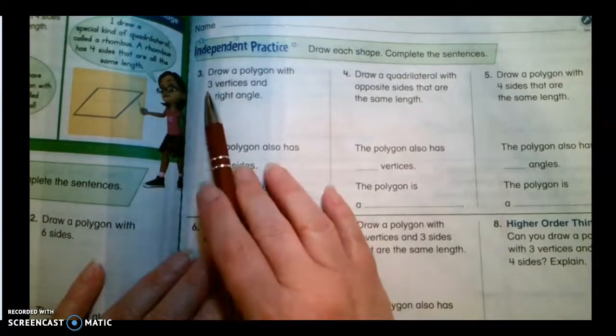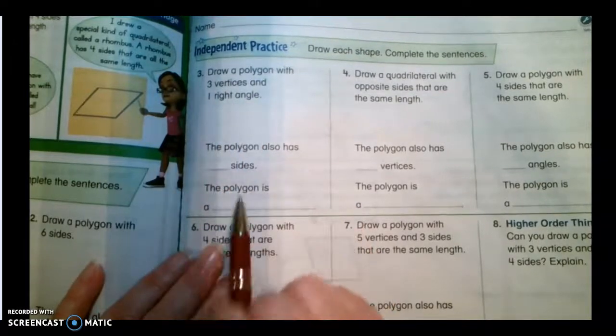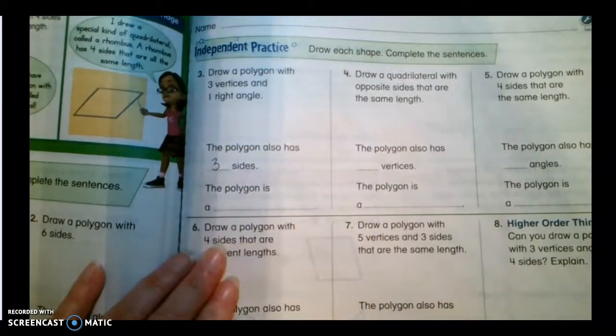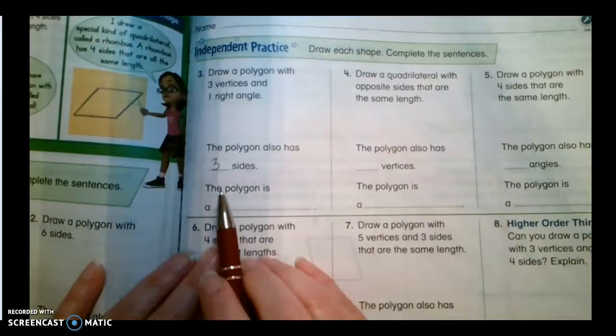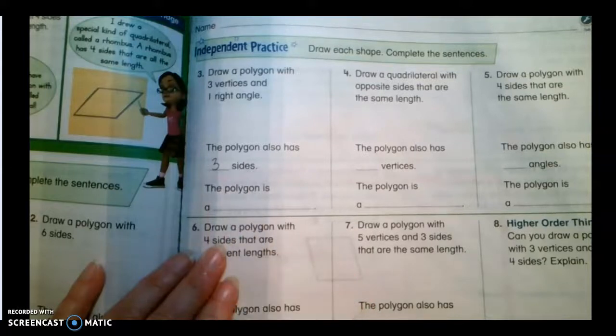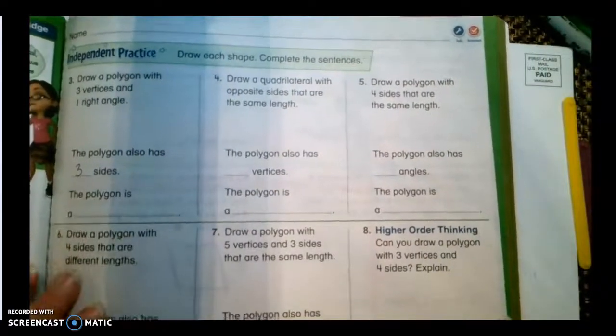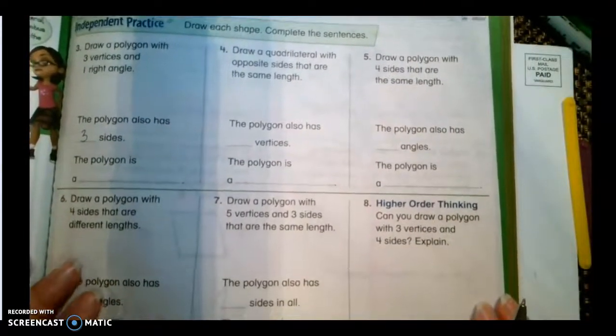So we're drawing a polygon with 3 vertices. That means it's going to have 3 sides. And it has to have 1 right angle. That was that squared off angle. So think about what shape you could draw that has a right angle, 3 sides, and 3 vertices. Write down the name of the shape. A quadrilateral. That is that 4-sided polygon.